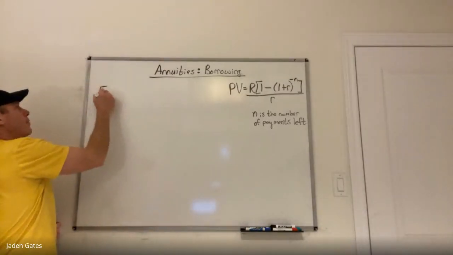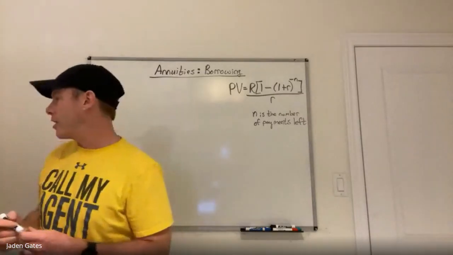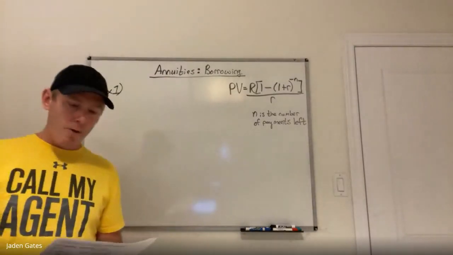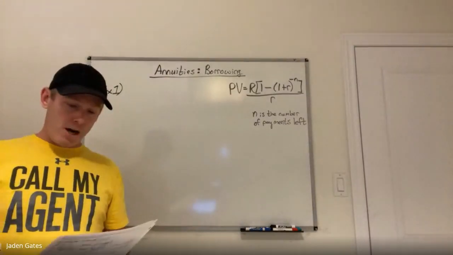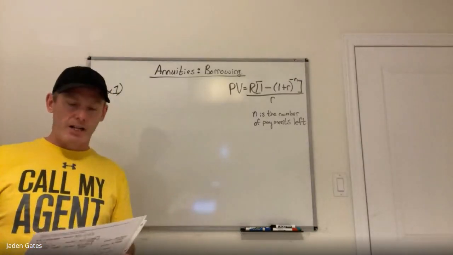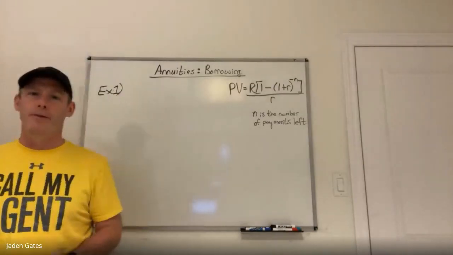All right, so example number 1. Again, I'm just going to read right off my sheet here. If Salman can afford to make a car payment of $400 a month, what is the most expensive car he can buy if the car loan is financed over 5 years at a rate of 7% compounded monthly?